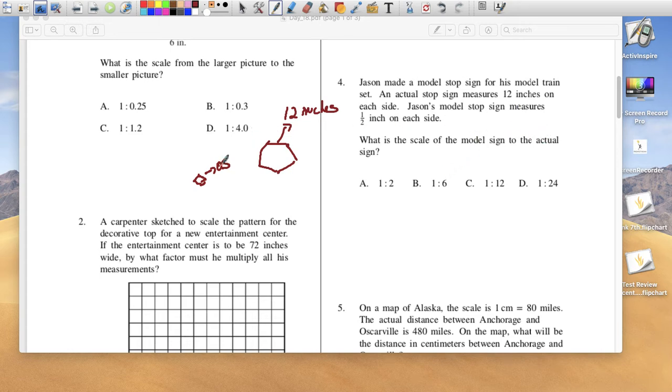So we're going from small to big. So 0.5 to 12 inches. What do you have to multiply 0.5 times to get to 12 inches? So again, you can ask yourself, 0.5 times this number that I don't know equals 12 inches, right? So you can set it up this way, and we can just divide 12 by 0.5, so that's exactly what we're going to be doing.